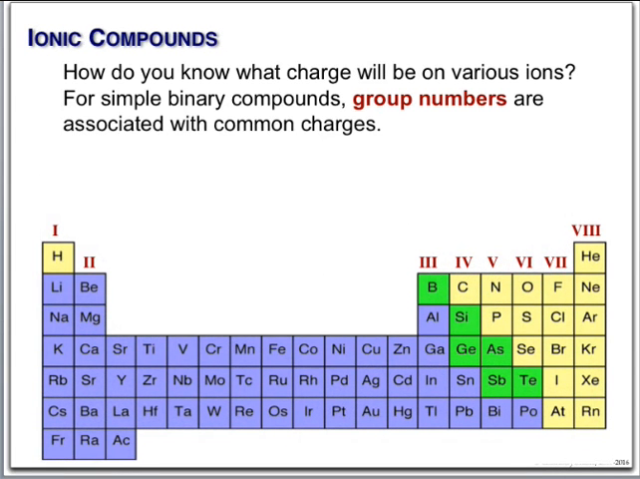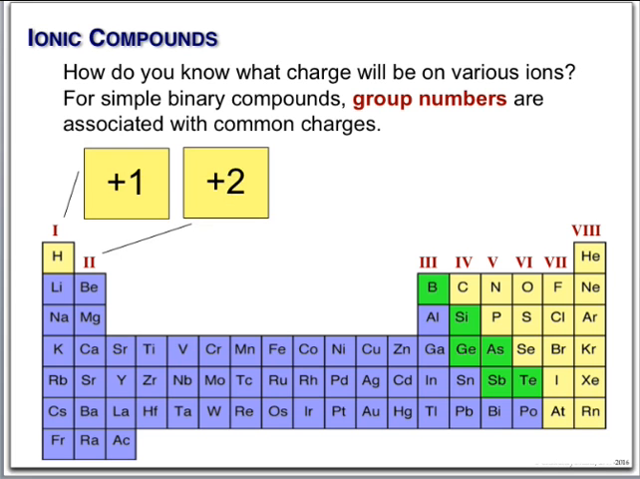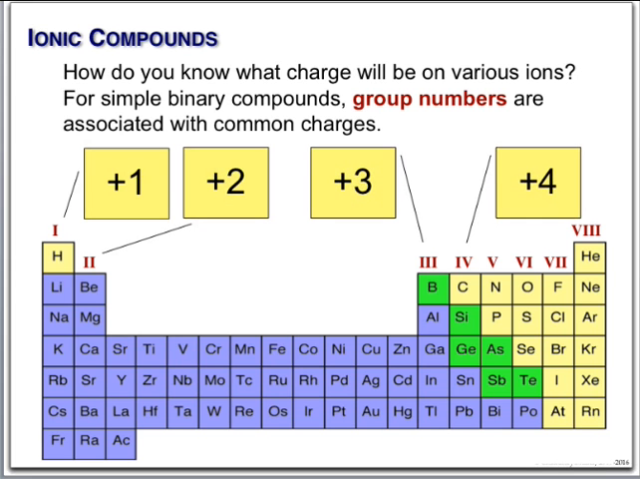If you have an ionic compound, you can predict the charge that it will have simply by looking at its group number. Let's start over here with things in the first group. If you have an element that's in the first group, one of these blue guys, metals, that's going to be a +1. The second group is going to be a +2. The third group, these will all be +3. And the fourth group, they will be +4.